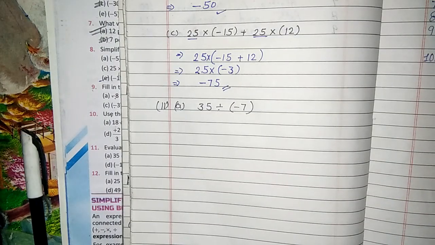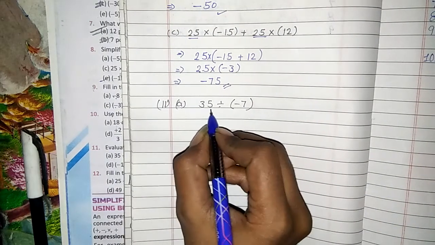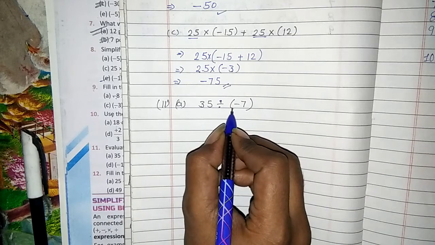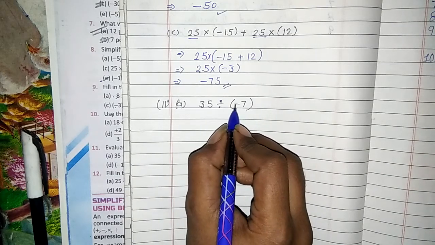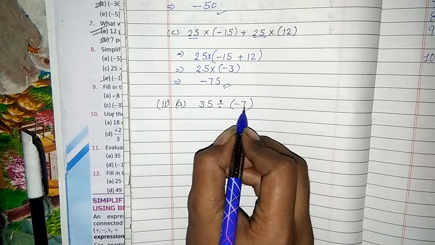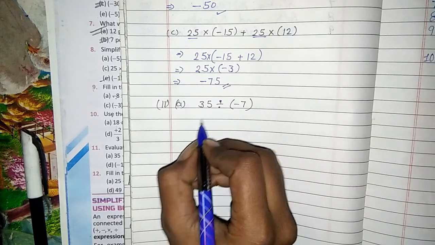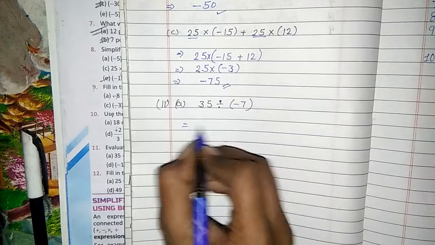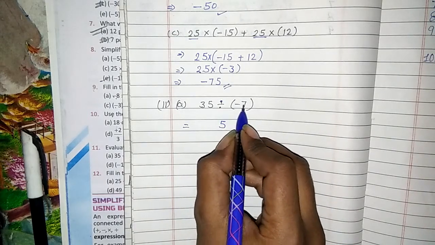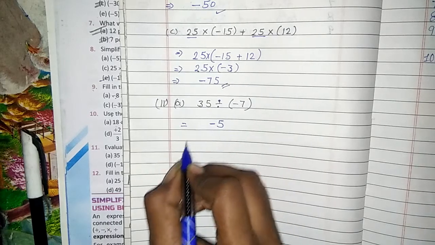Here question number 11, it is saying that evaluate the following. Question A I have copied here, 35 divided by negative 7. So for a moment we forgot the negative 7. We take this as positive 7. Thus we know that 7 5s are 35, and here answer will be 35. But here one integer is negative and one is positive. In that case we got negative answer. Clear?